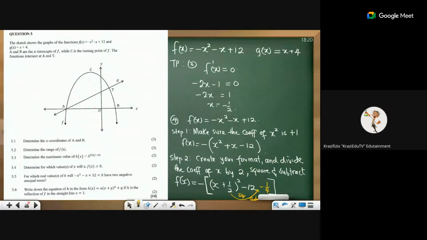All right, but take down the notes. Number 1: make sure the coefficient of x is positive 1. Number 2: create your platform. Divide the coefficient of x by 2, you square it and you subtract it.